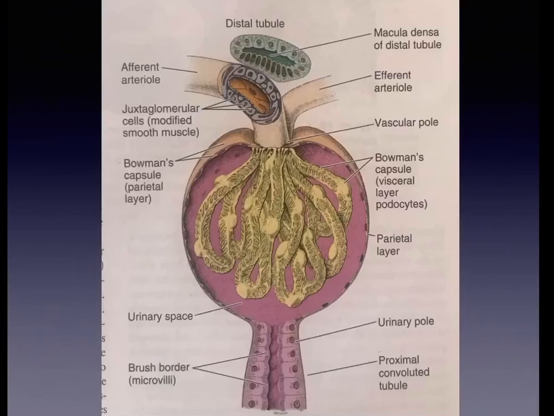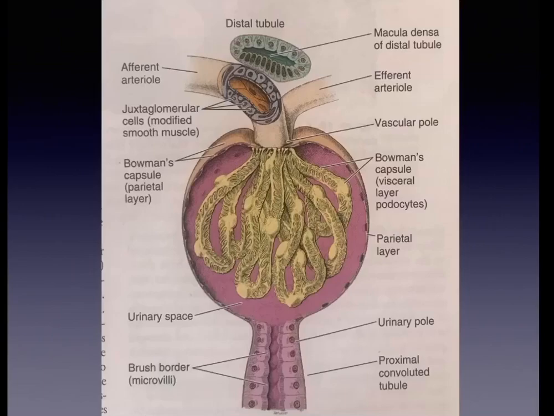Now let us look at the structure of the glomerulus. Each glomerulus consists of an anastomosing network of capillaries which is lined by fenestrated endothelium. This network of capillaries is covered by two layers of epithelial cells, that is the parietal epithelium and the visceral epithelium. The visceral epithelium, which covers the capillaries of the glomeruli, is made up of podocytes. These two epithelial layers are separated by what we call Bowman space or Bowman urinary space. Into this space the glomerular filtrate will pass.